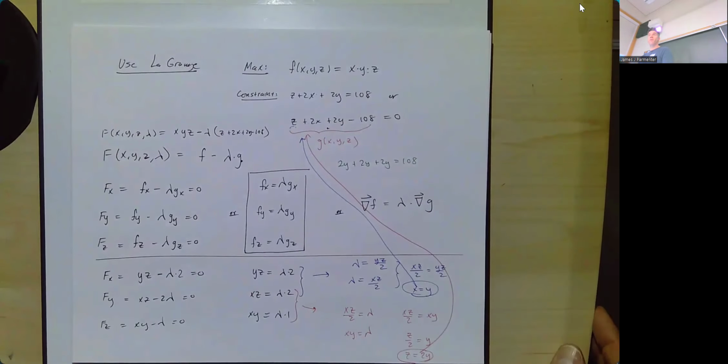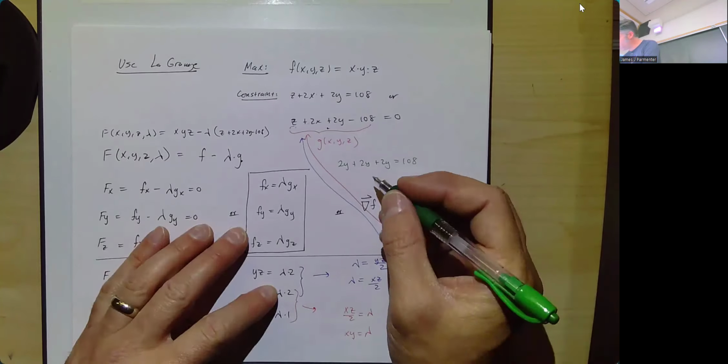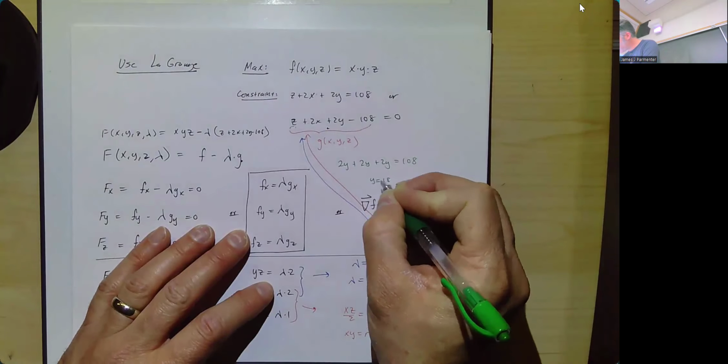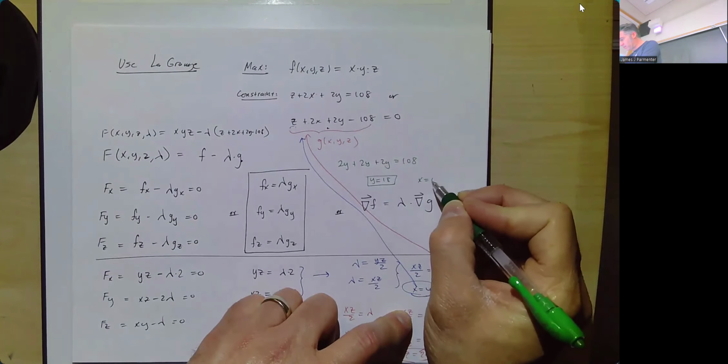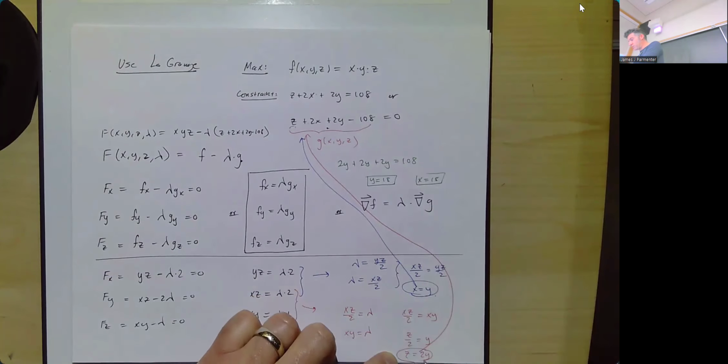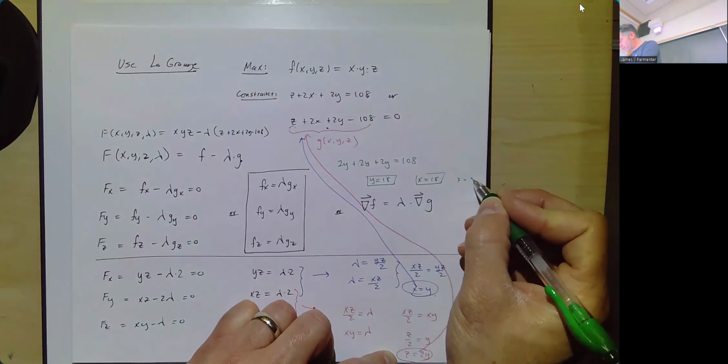And now I'm able to solve for y. So 5y equals 108, so y equals 108 divided by 5, which is 18? I think so. 108 divided by 2 is 54. 54 divided, no. Yeah, it's 18. And then x equals y, so x equals 18. And then z equals 2y, so z equals 36.